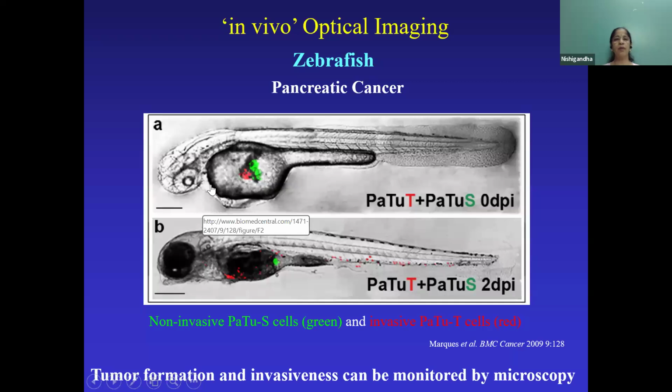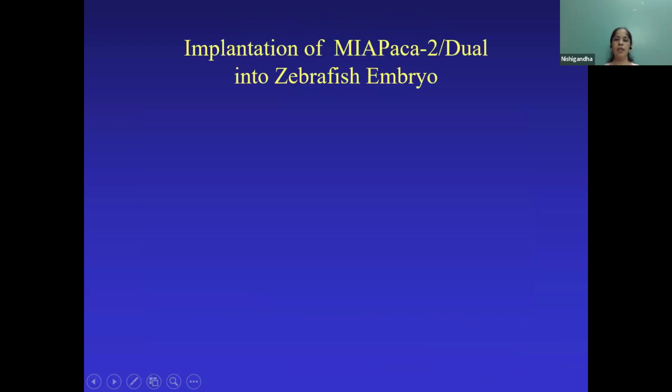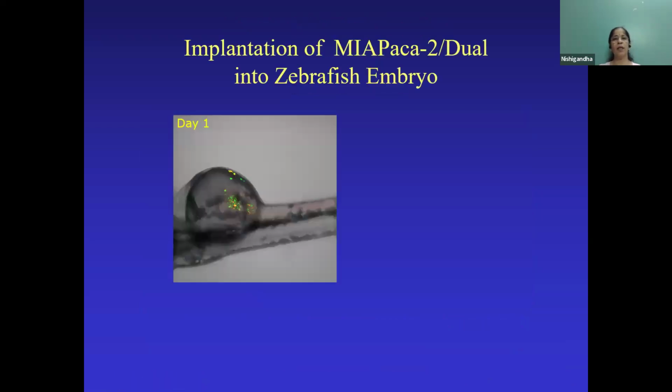This is day 0 when we had injected these tumor cells, and this is after 3 days. This is a published paper by Marx et al. After 3 days, the green fluorescence remains wherever it was. However, the red, which were the invasive type of cancer, you see them spread everywhere. So such studies are very clearly done with the confocal microscope.